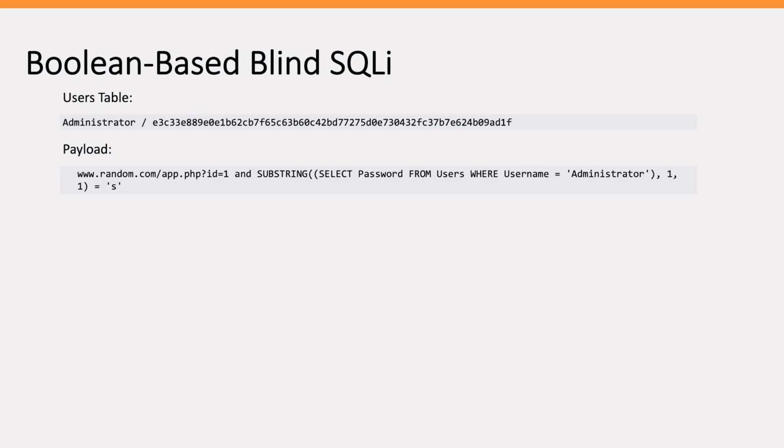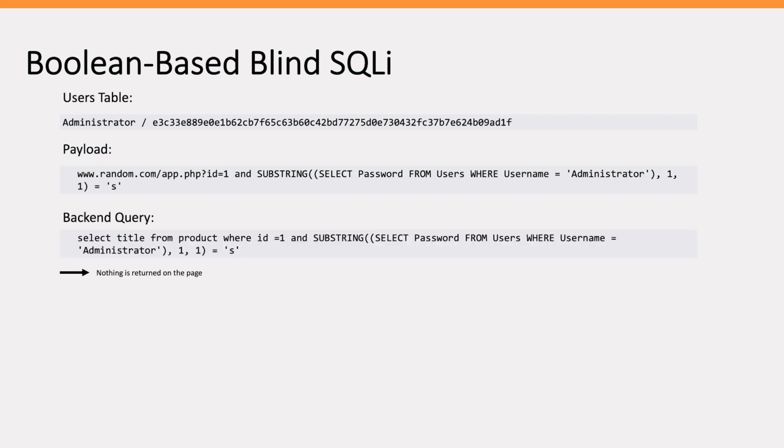And so the way I'm going to do that is by using this payload over here, which generates this query over here. So I'll use the substring function, and what that function does is extract some characters from a string. The first parameter that it takes is the string that you want to extract from. The second parameter that it takes is the start position for the extraction, and the third parameter that it takes is the number of characters to extract.